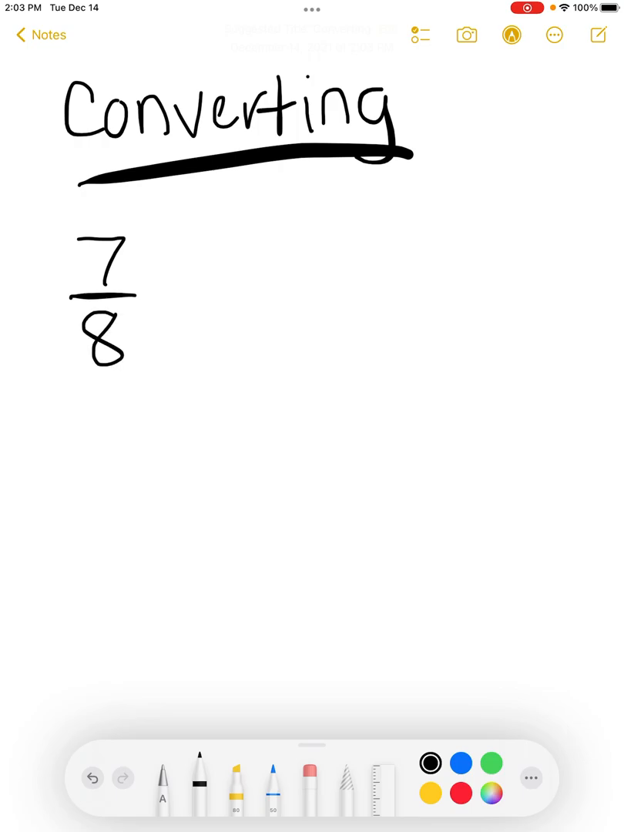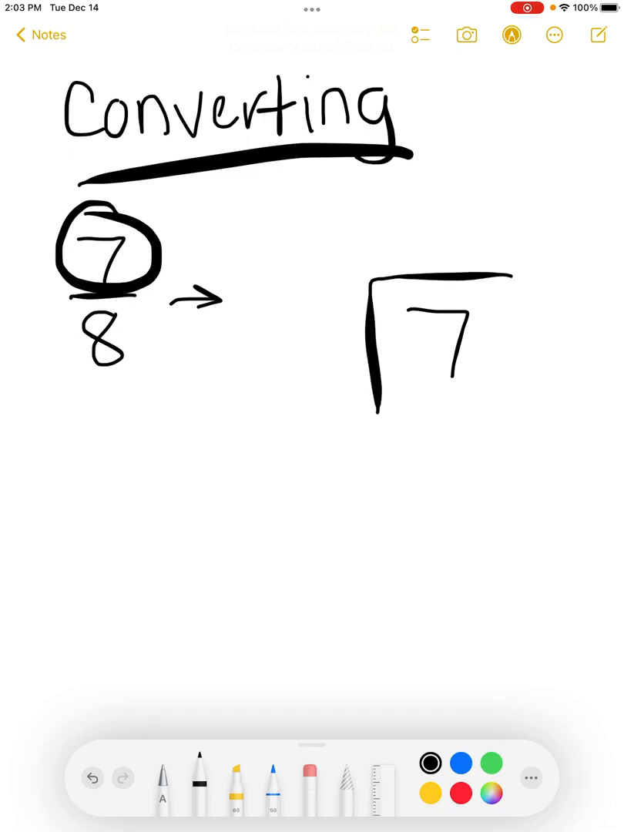If I wanted to convert the fraction 7/8 into a decimal, remember that our fraction bar means division. We're going to take our top number 7 and divide it by our bottom number 8. You'll notice as you go to divide, 8 divides into 7 0 times. So in order to get the decimal, we need to add our decimal and continue our problem by adding zeros.